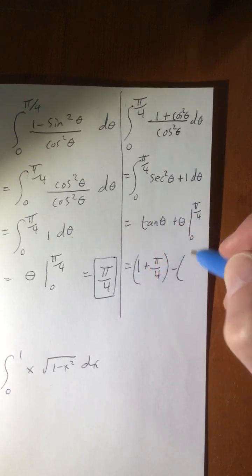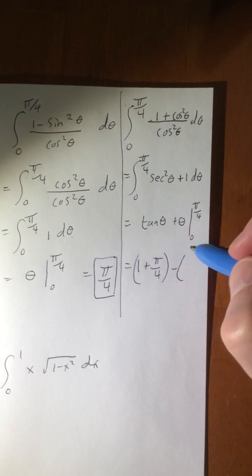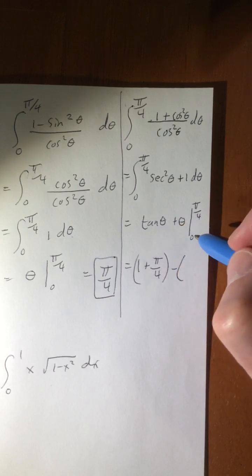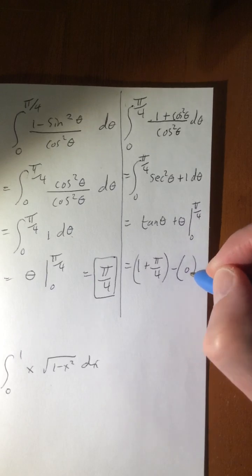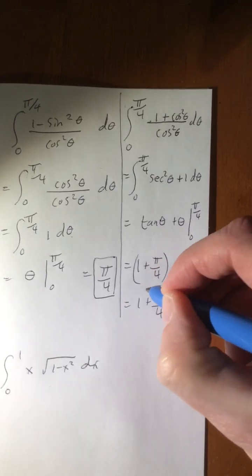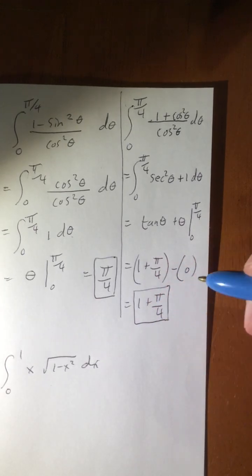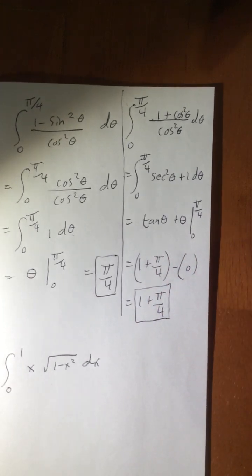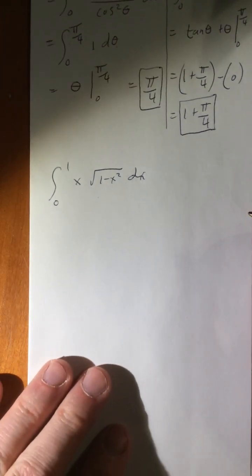And we're going to subtract away plugging in 0. Tangent of 0 is 0, plus theta, which is 0, so minus 0. So our final answer is 1 plus pi over 4. Okay, and that's pretty good. Making up a trig definite integral on the fly. Yeah, feeling pretty good about that.